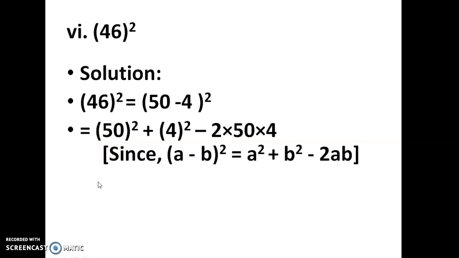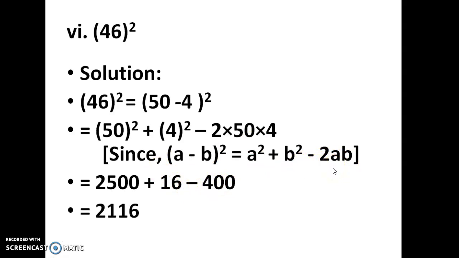Then 1 0 is there. When you square it, you will get 2 zeros. So 25 and 2 zeros. Okay, so 2500. Then 4 square is 16. Then if you multiply 2 into 50 into 4, you will get 400. So that too in minus sign. Why? Because the formula is like that. If you simplify, you will get 2116.